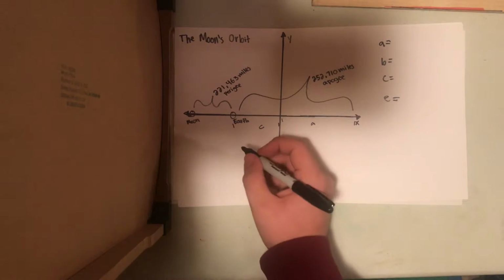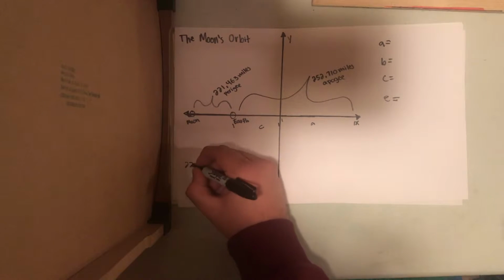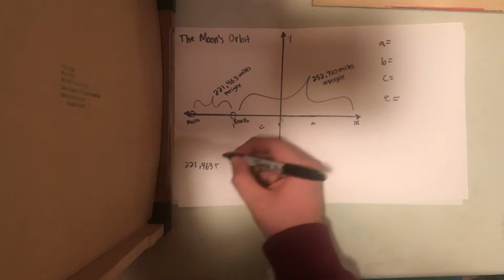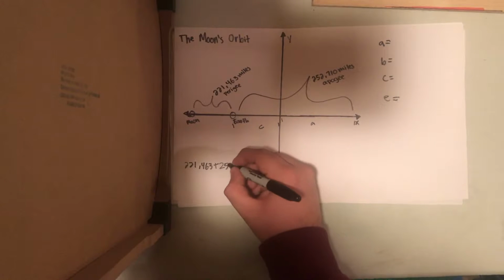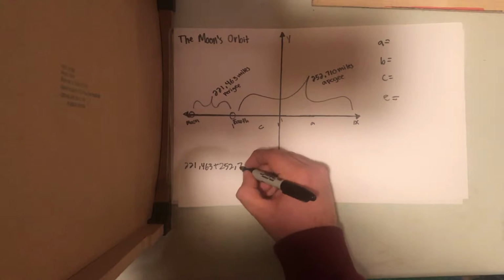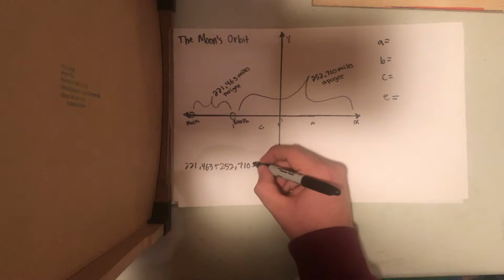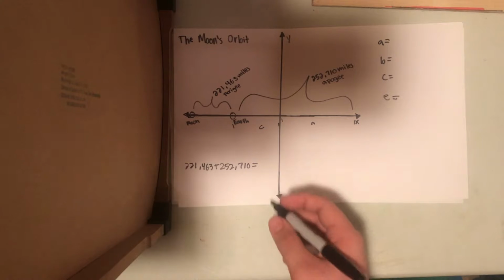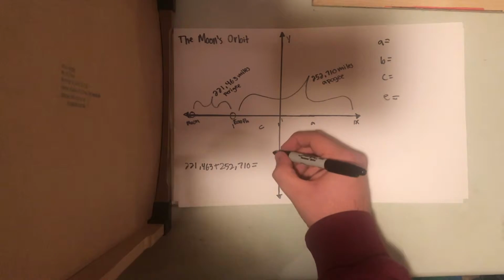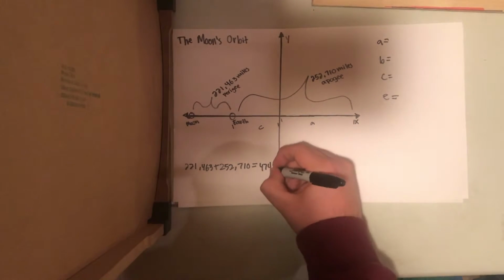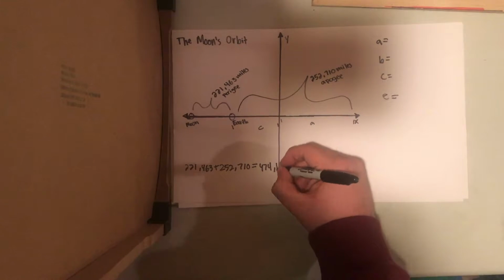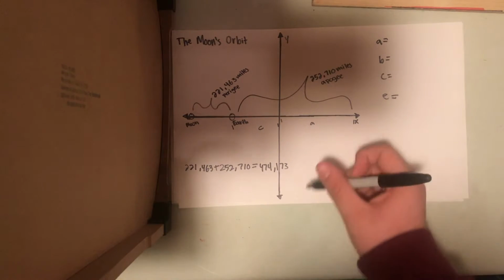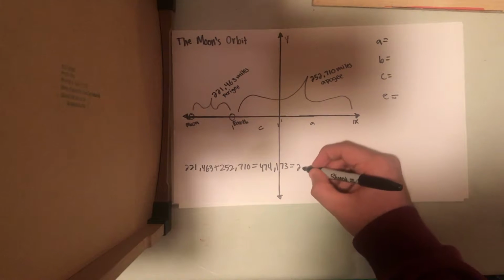When you add these two together, 221,463, which is that value, plus 252,710, which is that value. The perigee and the apogee equal the major axis length. You'll get 474,173. This is the major axis length, which also equals 2A.